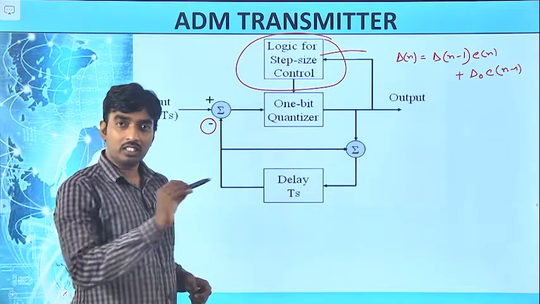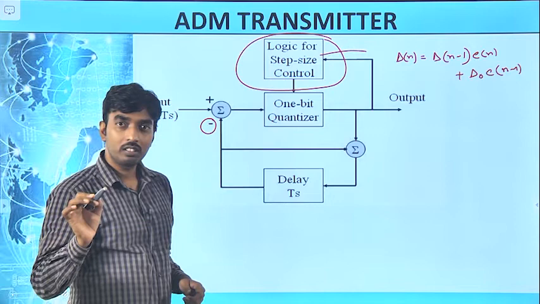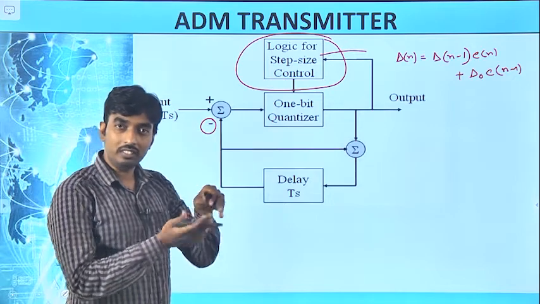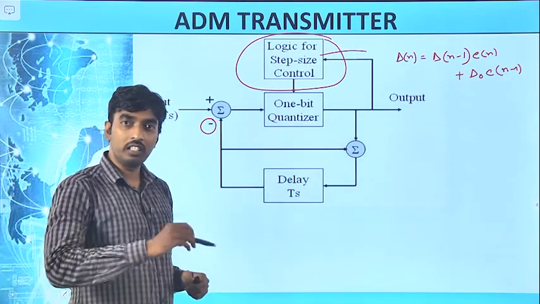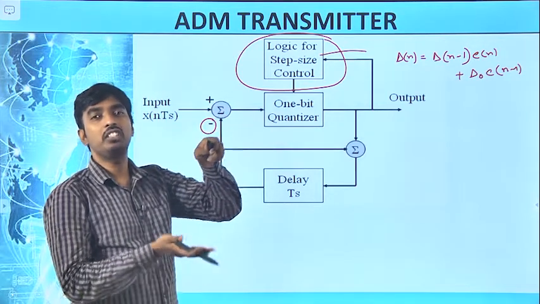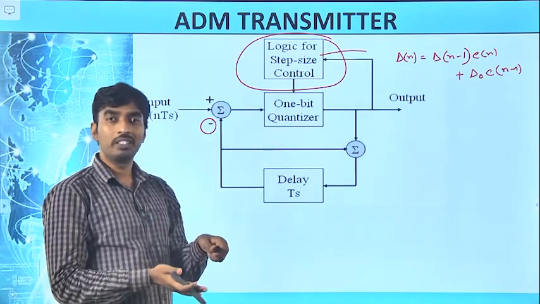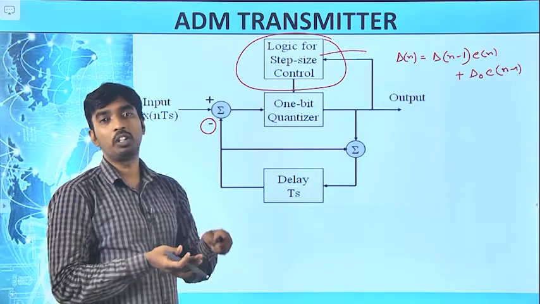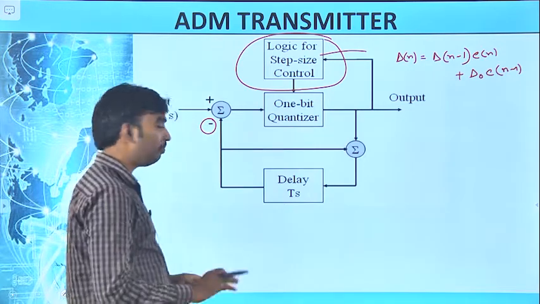When the input signal is constant, it will decrease the step size. When the input signal slope is very high, it will increase the step size. Based on these two principles, the adaptive delta modulation will work. Very simple, right?